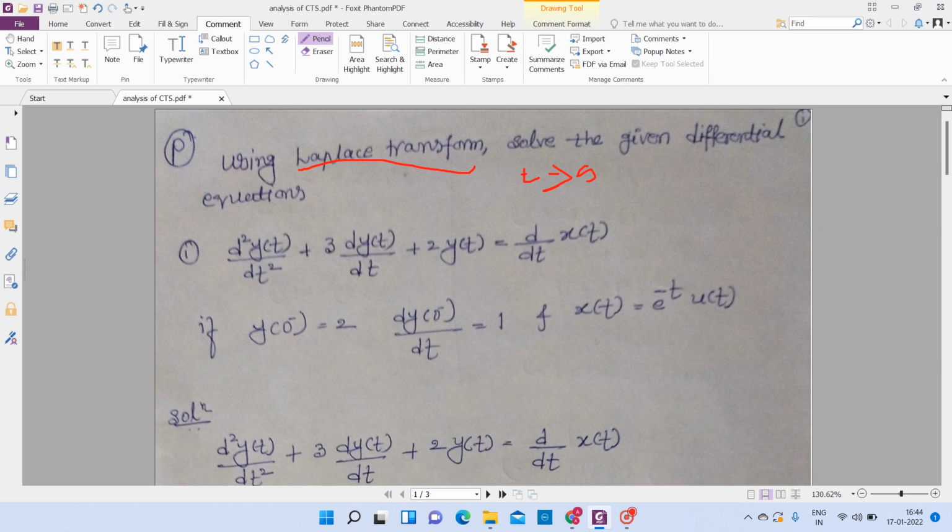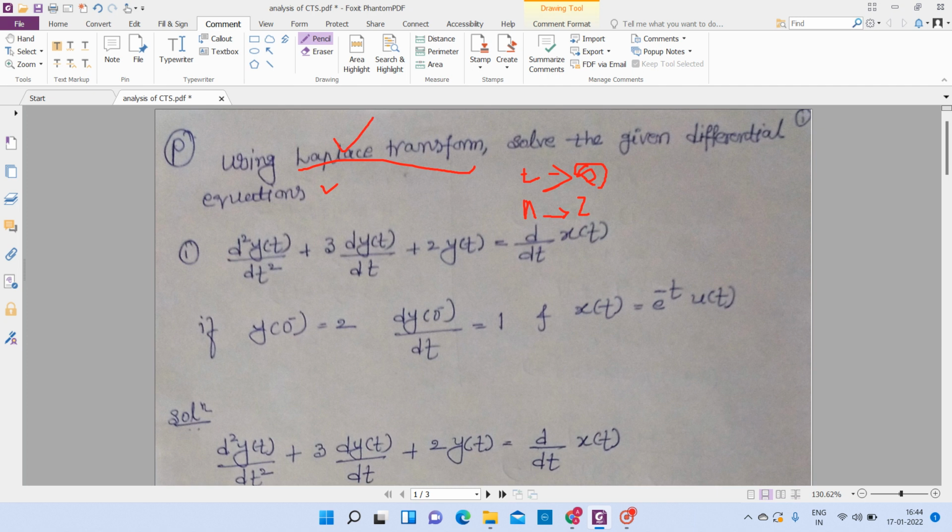The Laplace transform is used for continuous time signals. For a discrete time signal, that is n, we use the Z transform to convert from time domain to frequency domain. Today here we will discuss one of the problems, how to solve a differential equation using the Laplace transform.